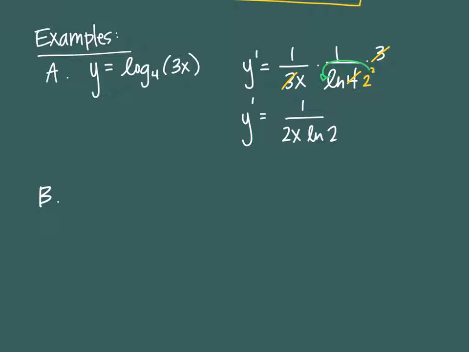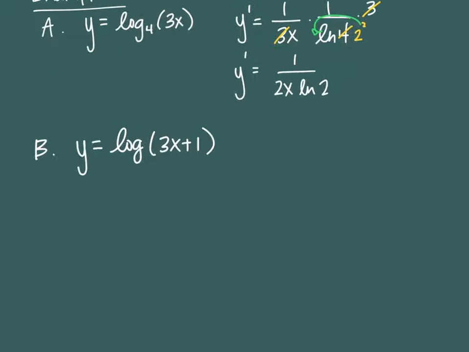Okay, let's try another one. Okay, if y is defined as the log of 3x plus 1, and then we need to find its derivative. So y prime equals 1 over the quantity of 3x plus 1 times 1 over the natural log of what number? 10. This is a common log. Times the chain rule, which is 3 again.